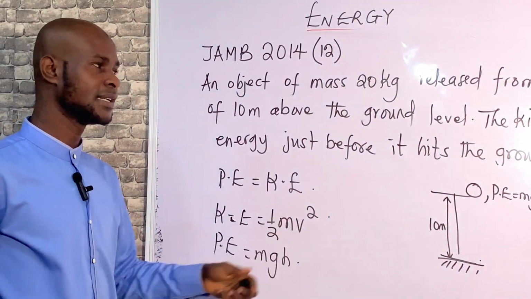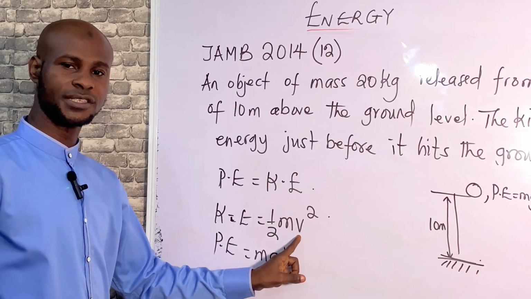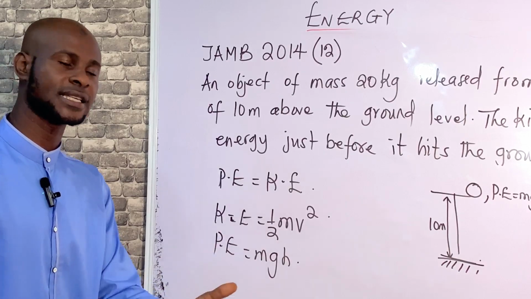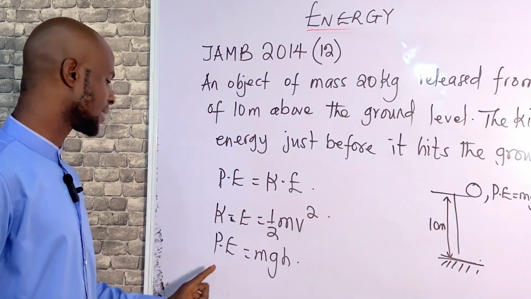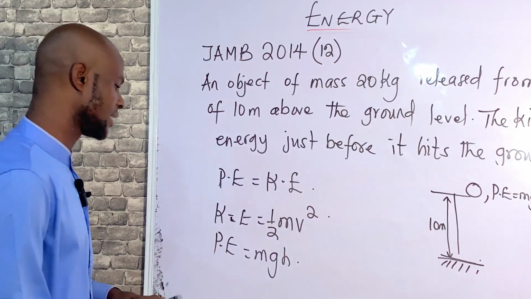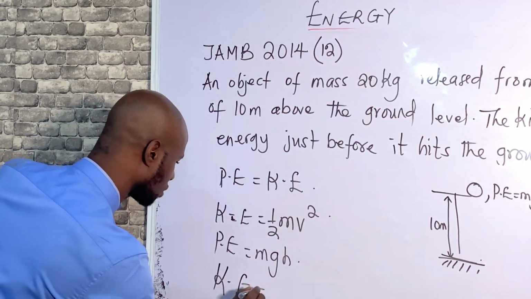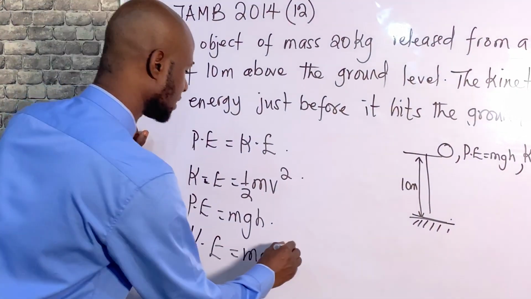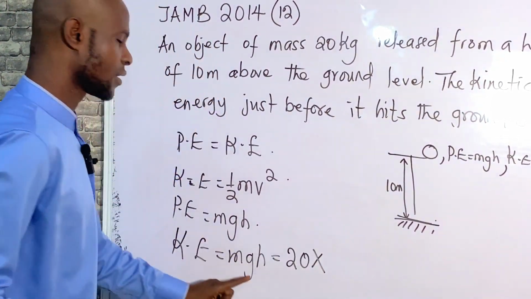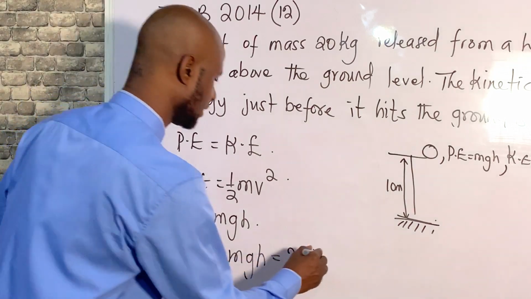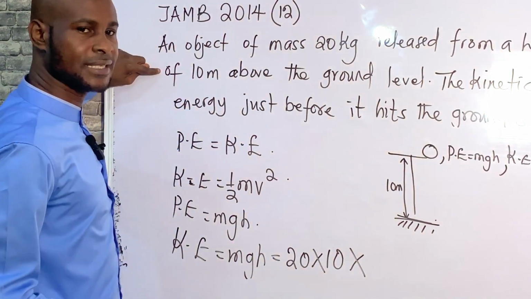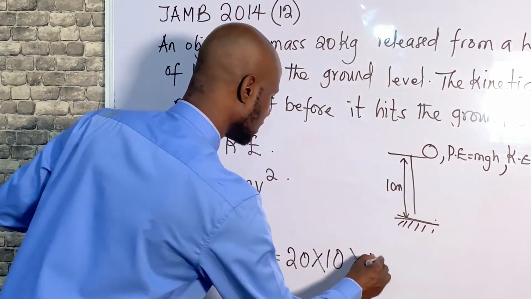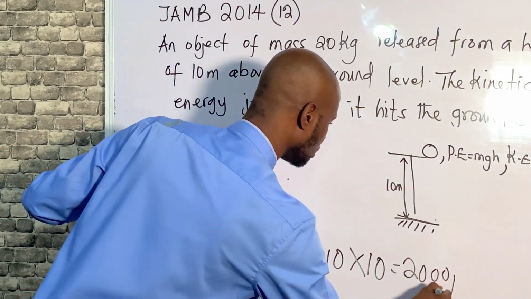So we are asked to get kinetic energy here. Are we given mass? The answer is yes. Are we given velocity? The answer is no. But because in the question it says just before it hits the ground, I know these two are equal. So I can say potential energy equals kinetic energy. So kinetic energy can also be equal to my mgh, which is mass of the object, which is 20, multiplied by acceleration due to gravity, which is 10, multiplied by the height of the building, which is 10. So the answer here will be 2000 joule.